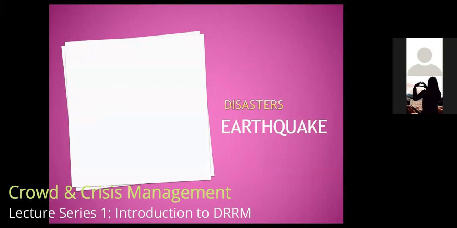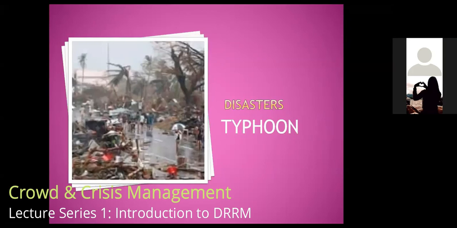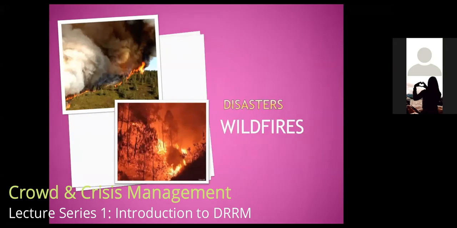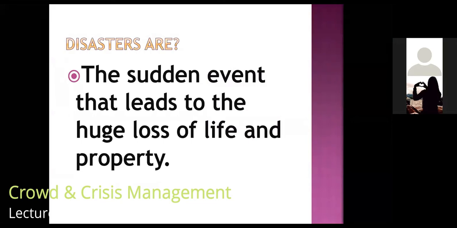So, according to the United Nations Department of Humanitarian Affairs, the World Health Organization, and Gunn's Multilingual Dictionary of Disasters, Medicine and International Relief, all define disasters as the following. First picture, earthquake. Second, typhoon, bombing. Next is the wildfires. According to those organizations, disasters are sudden events that lead to the huge loss of life and property.